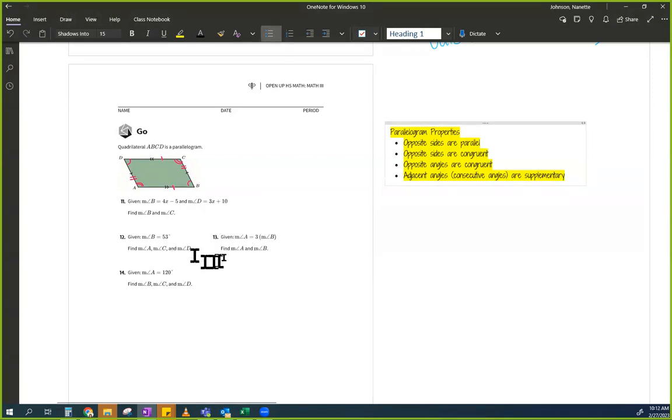Okay. So for number 13, it says given measure of angle A equals.